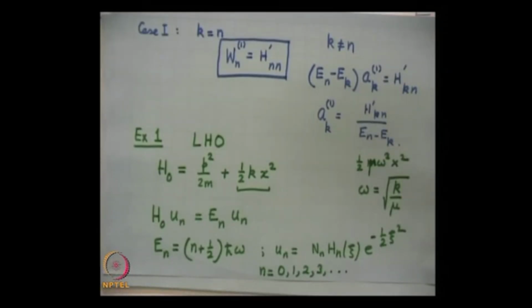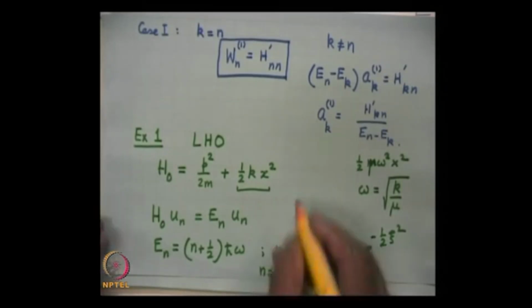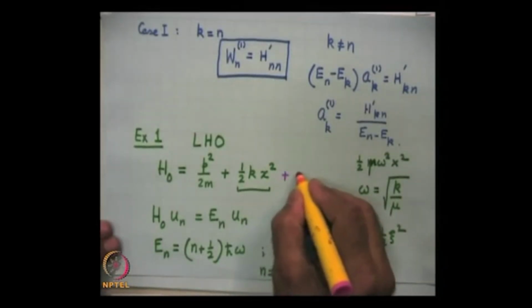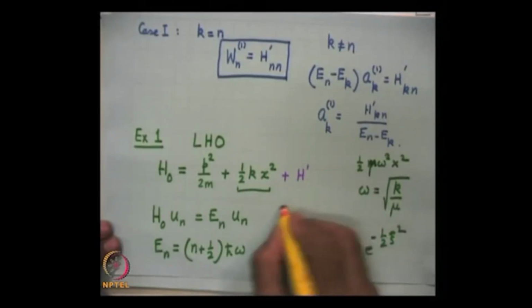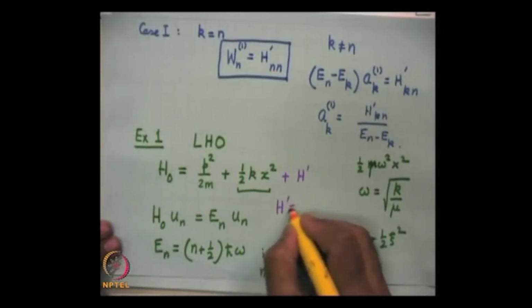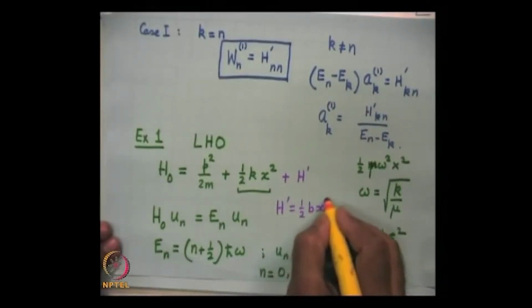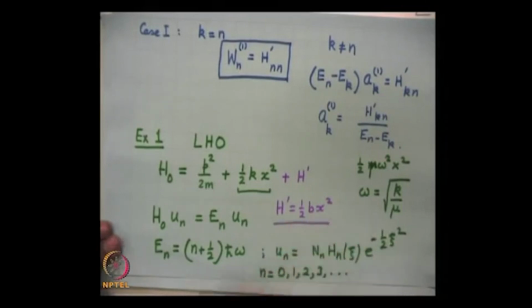Now, we assume that you have an additional term, H prime, and we write H prime is equal to half b x square, and we will treat this as a perturbation.